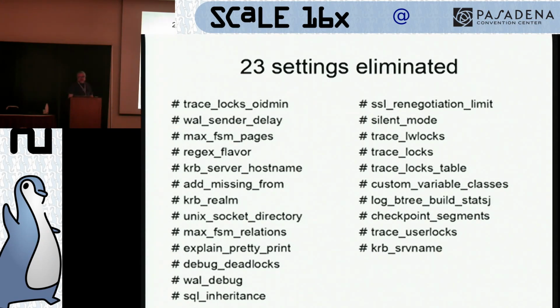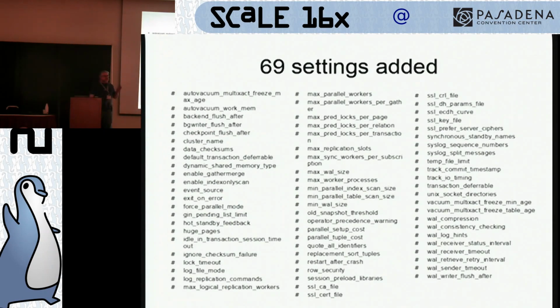Yeah, so 9.6. But if you look across the 9 series, we actually eliminated 23 configuration settings, which is awesome, right? Because every configuration setting is just a deferred design decision. And so eliminating 23 configuration settings makes things easier for the user. And it would be wonderful if this meant we had 23 fewer configuration settings. But unfortunately, we eliminated 23 configuration settings, and then we added 69 new ones.